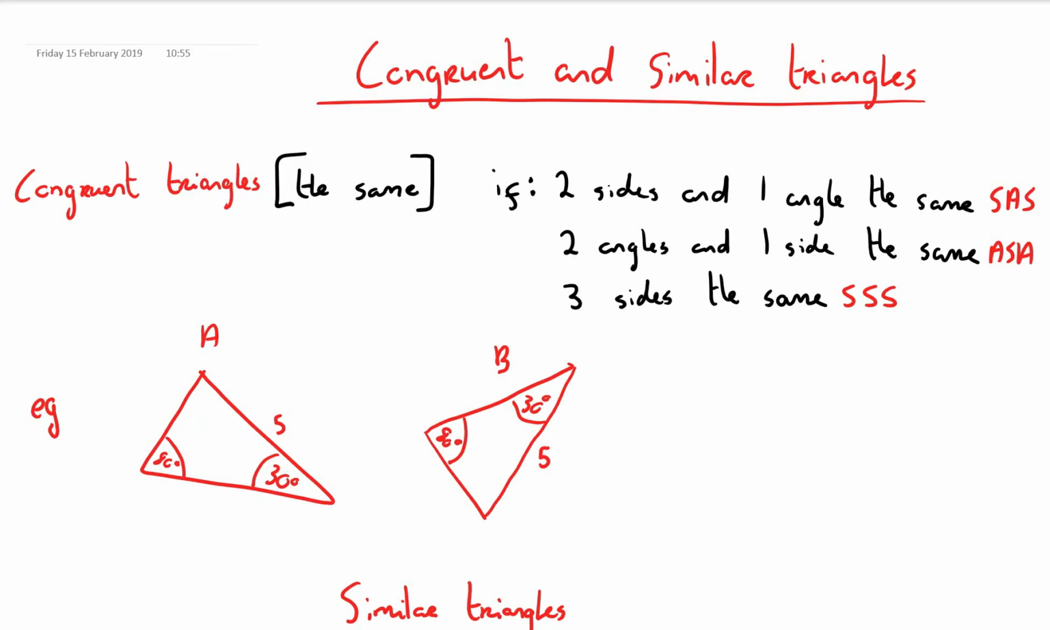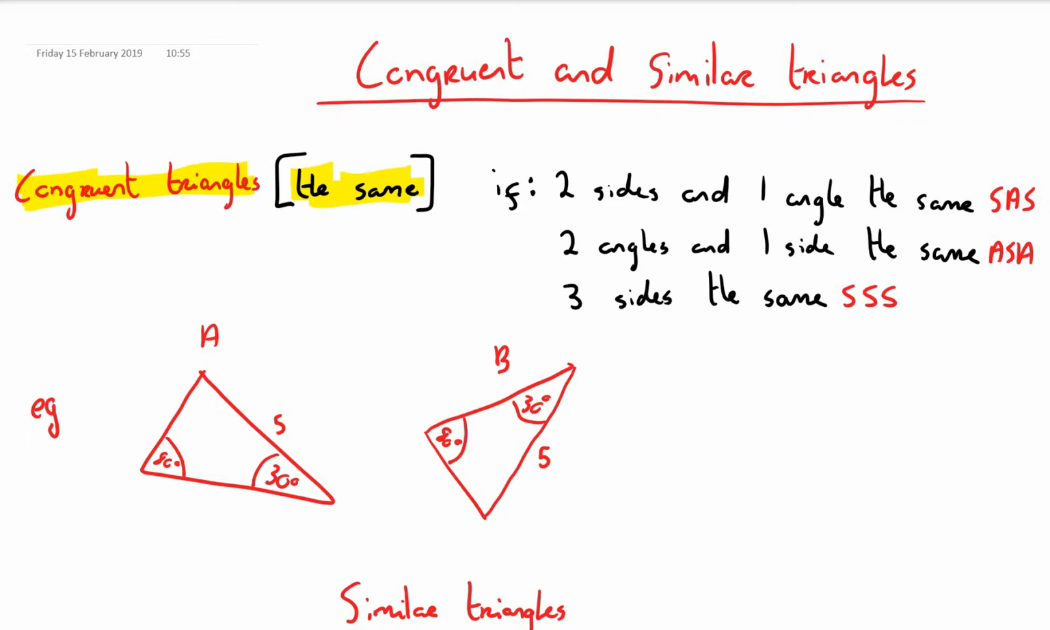Okay, in this video we look at congruent and similar triangles, and we'll also look at transversals cut in parallel lines. Okay, the first thing we look at is congruent triangles. And congruent triangles just means triangles that are the same. How do we know triangles are the same? Well, there's three tests we can do.